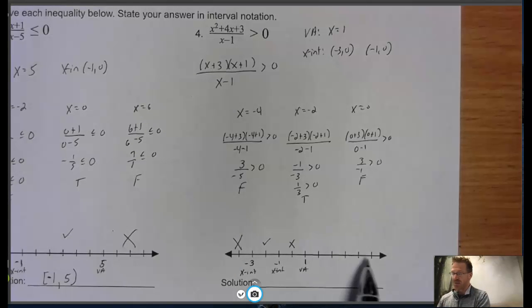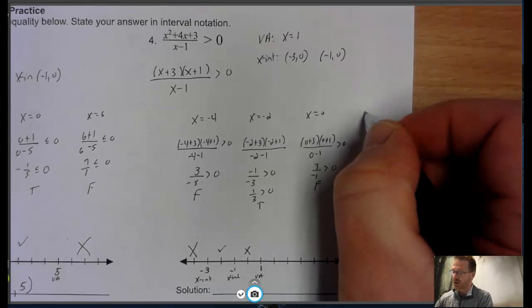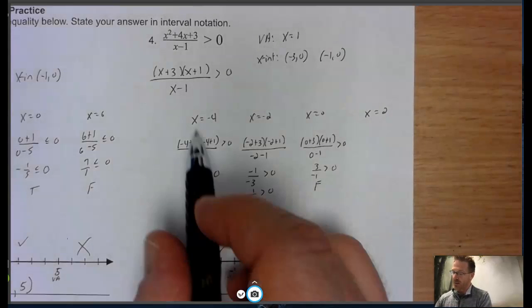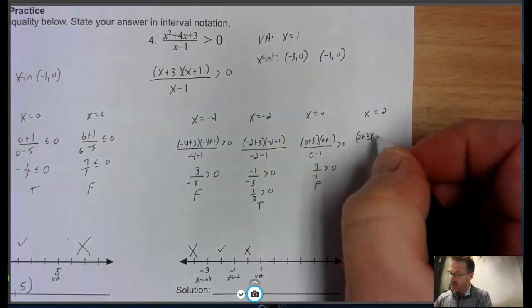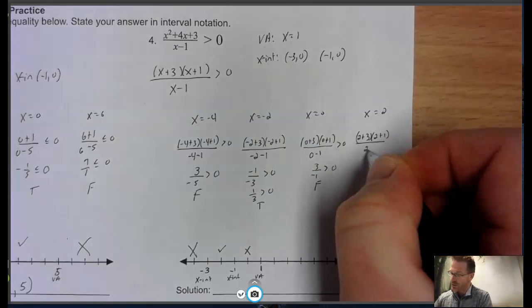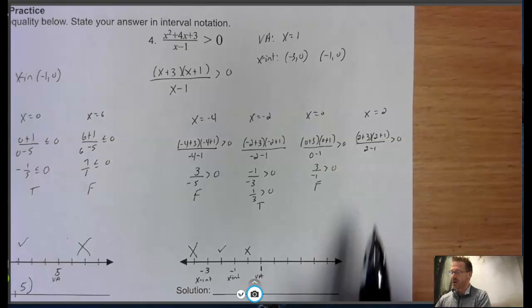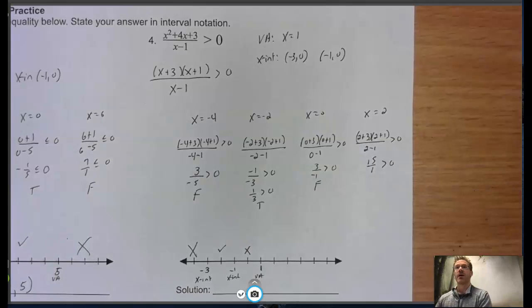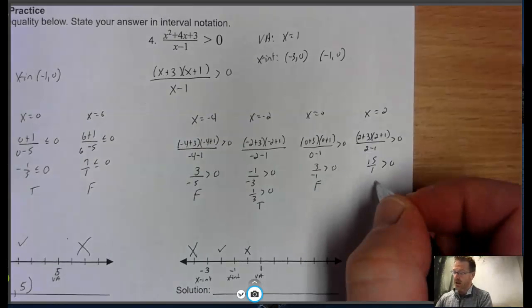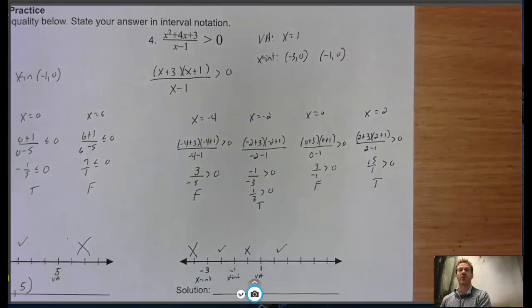And then finally, I just have to pick something out to the right-hand side here, past x equals 1. So I'm going to go ahead and just take x equals 2, and then I'm going to plug that in. So I get 2 plus 3 times 2 plus 1 over 2 minus 1, and is that greater than 0? So I get 5 times 3, which is 15, over 1, and 15 is greater than 0. That is a true statement, so I definitely want that interval out here.